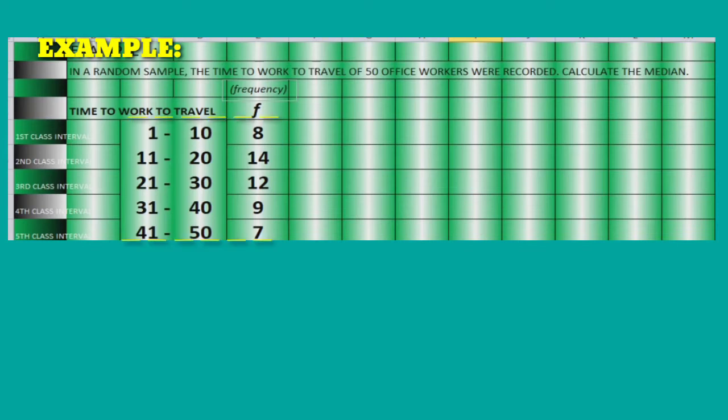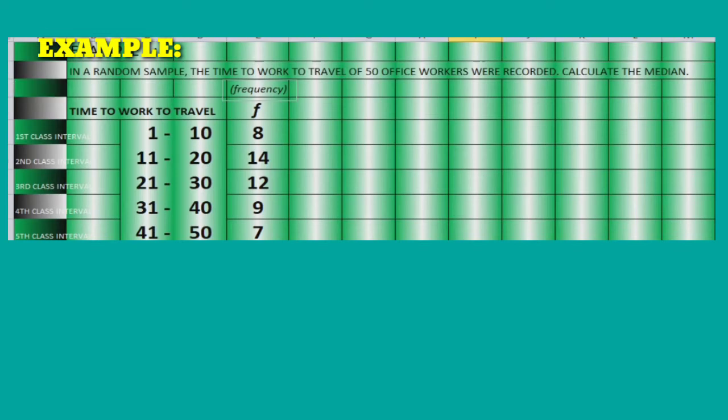So our first class interval is from 1 to 10, the second class interval is 11 to 20. The third class interval is 21 to 30. The fourth class interval is 31 to 40, and the fifth class interval is 41 to 50. So our frequencies are 8, 14, 12, 9, and 7. So this is our given frequency distribution. You are asked to find the median.